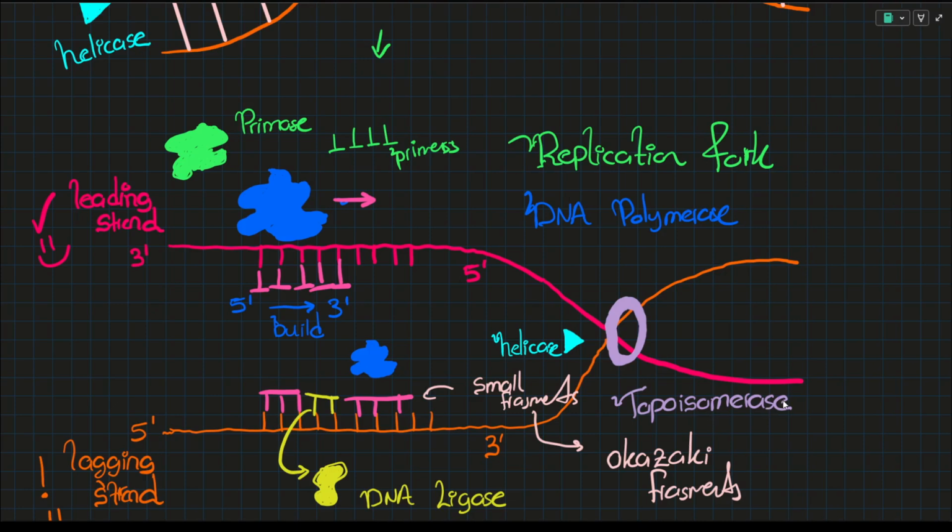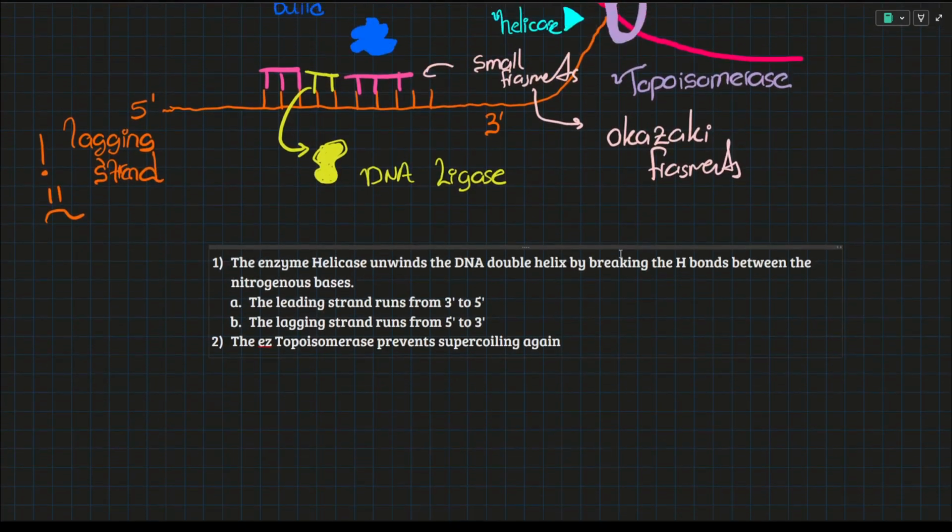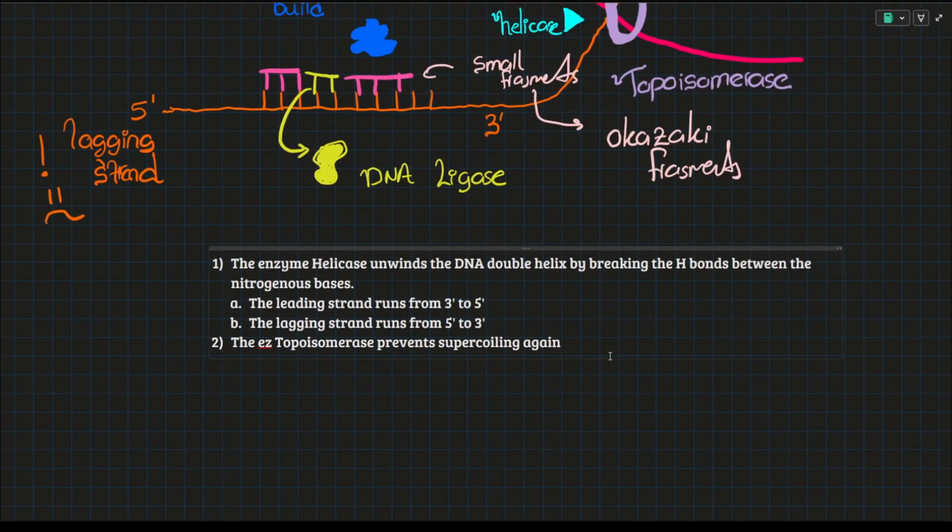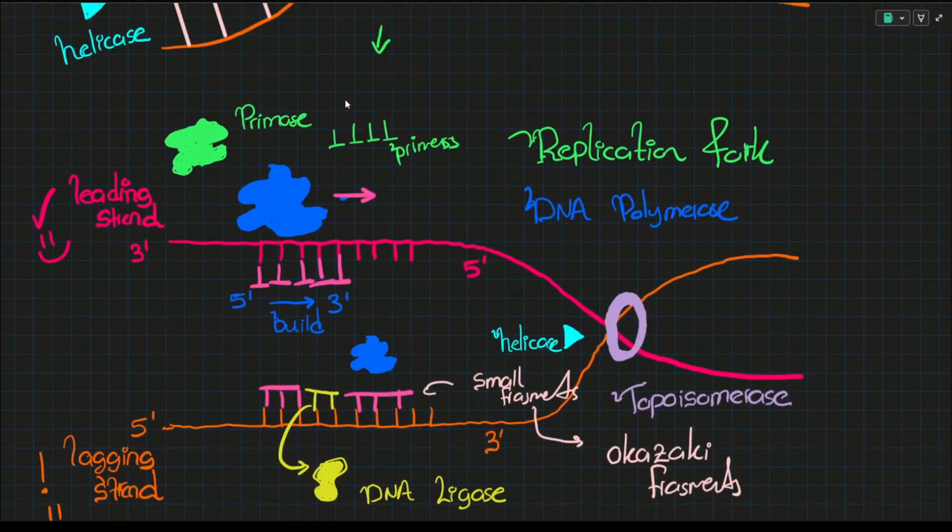Topoisomerases are a very complex group of enzymes. We have many kinds of topoisomerases, and they slightly differ in the function that they provide to this DNA molecule, but that is completely out of context for your syllabus. All you have to know is that topoisomerase is going to prevent the DNA from coiling again. That's all.